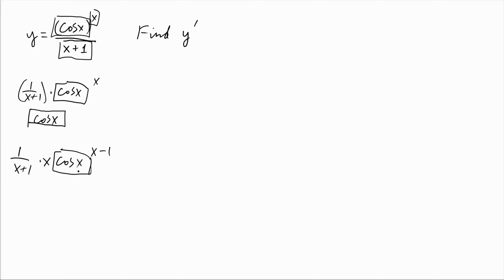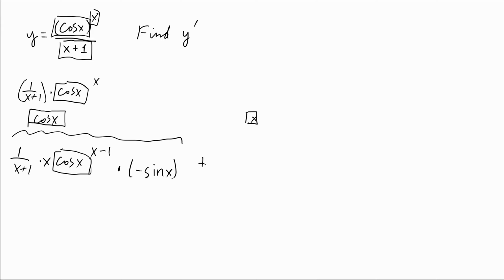In the end of doing this, you need to multiply by the derivative of the box. The box is cosine x, and the derivative of that is negative sine x. So this is what we get by using the cosine box. Then we have to add to this what happens by using another box. Let's use this box up here, the box x.